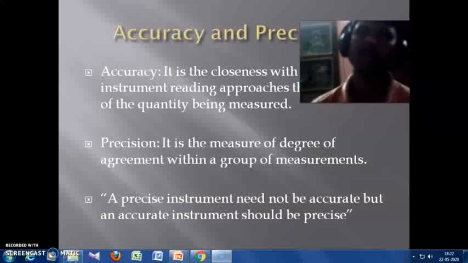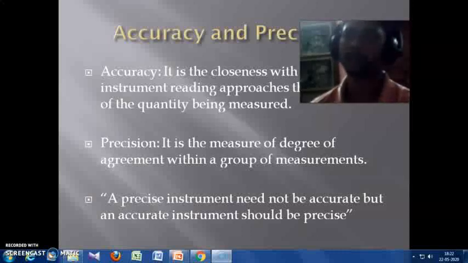Suppose we are trying to measure a value of 5 volt by using the 2 voltmeters, then obviously we will get near about 5 volt, because these are standard instruments, so the accuracy is very good. At the same time, if you take a lot of readings, the nth reading will agree within a group of measurements, belonging to a particular range. So that's why the instrument will be precise.